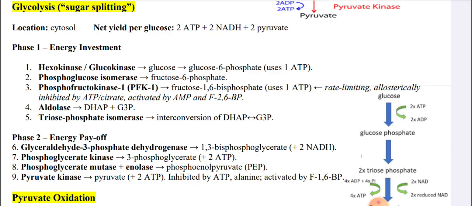Since this happens for each of the 3 carbon molecules derived from glucose, we generate a total of 4 ATP this way. 4 ATP generated, but we spent 2 earlier. So the net gain is 2 ATP, plus those 2 pyruvates and the 2 NADH we made earlier. And the enzyme doing that final step, step 9, pyruvate kinase, it's also regulated.